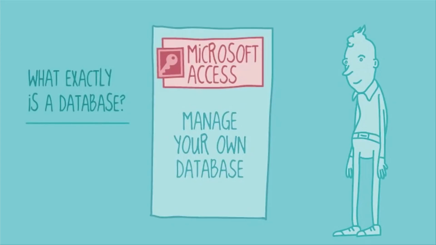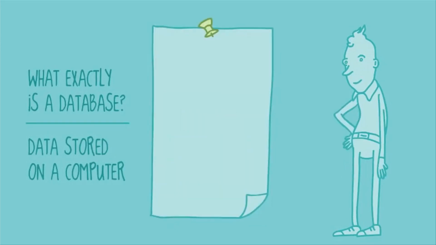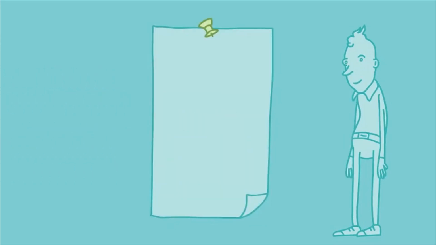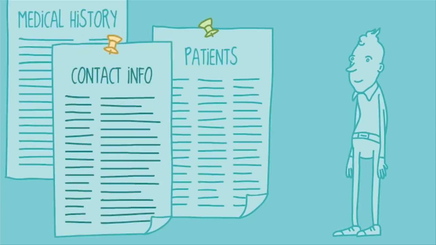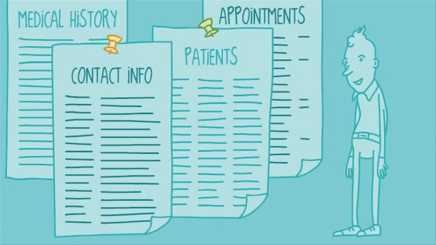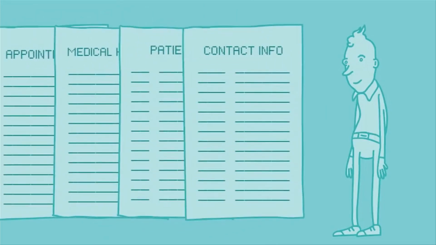Well, it's a collection of information or data that's stored on a computer, allowing you to enter, access, and analyze it in a way you never could on paper. Let's think about that. Before computers, what sort of paper records do you think the doctor's office kept on file? Certainly a list of patients and their contact information, also their medical history and a list of past appointments. That's how databases work, from the simplest to the most complex. They're basically a collection of lists, not on paper, but on your computer, where programs like Access make it possible to organize your data, make it searchable, and so much more.